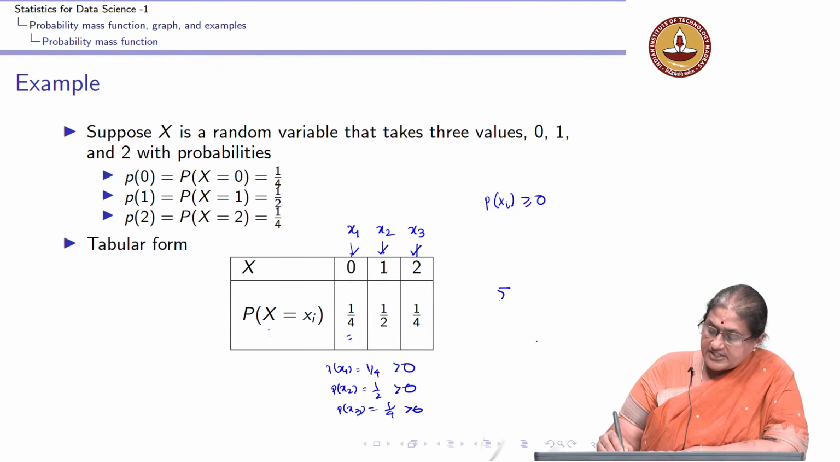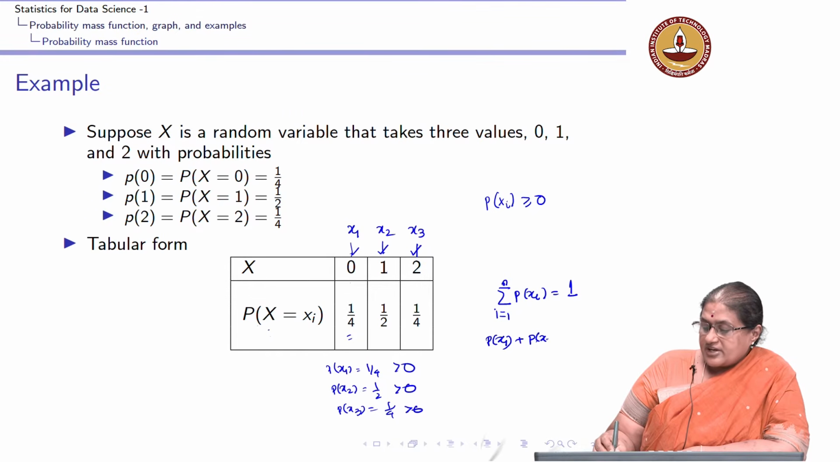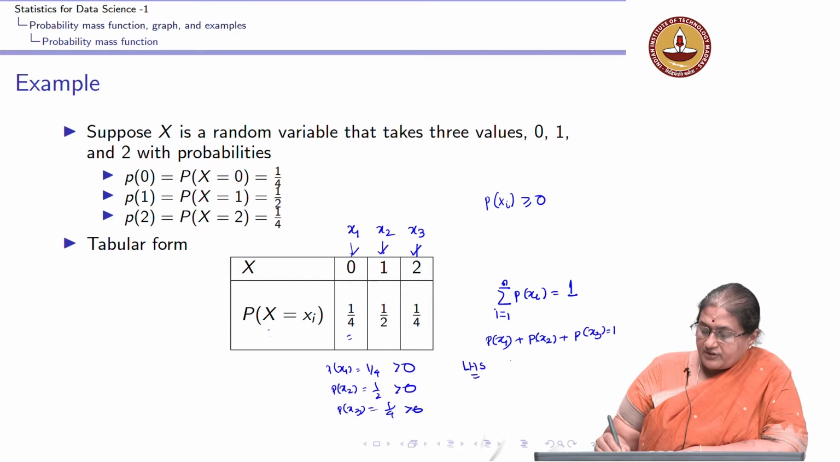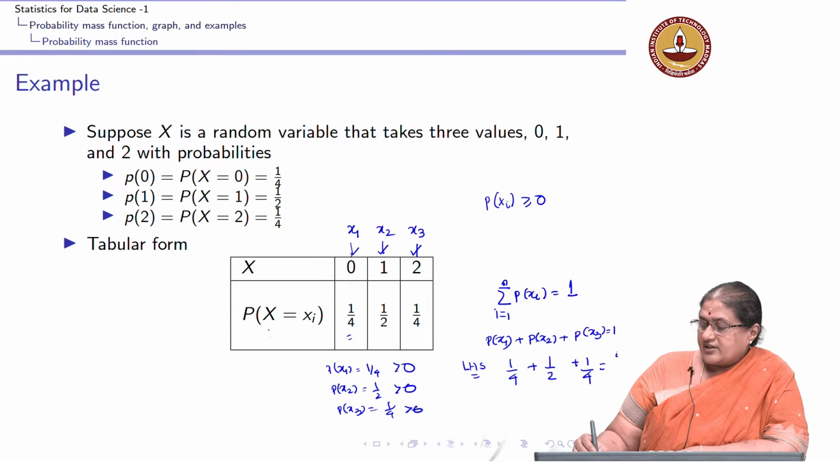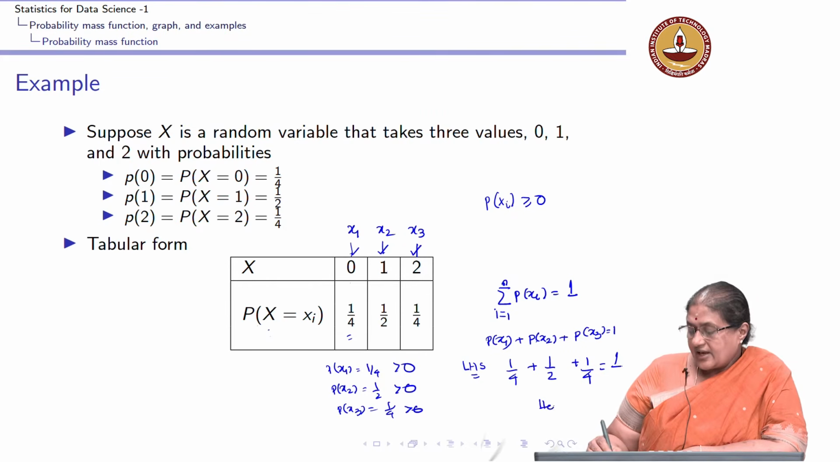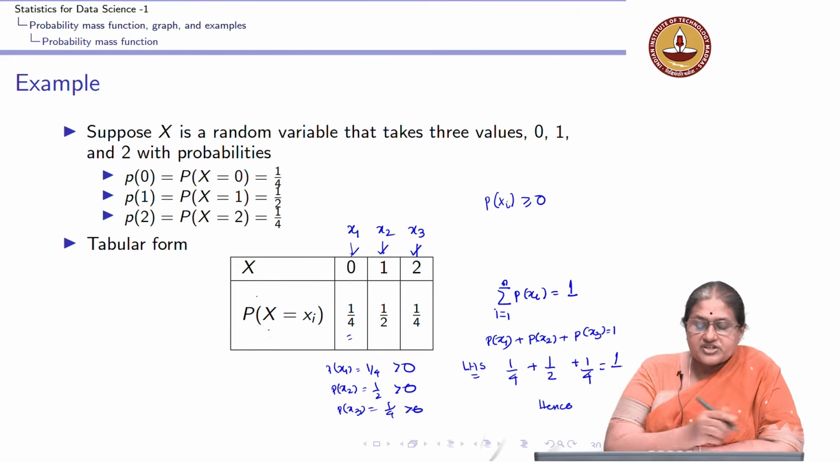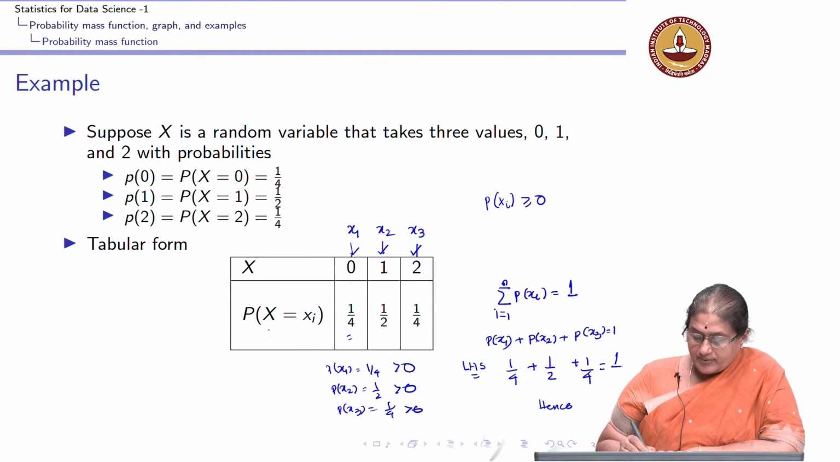The second property is summation. I going from 1 to n, p of xi should be equal to 1. In other words, I need to verify whether p of x1 plus p of x2 plus p of x3 is equal to 1. This is what I need to verify. I can see that p of x1 is 1 by 4, p of x2 is 1 by 2, p of x3 is 1 by 4. I can verify that this is equal to 1. Hence, what we have here is a probability mass function of the random variable.